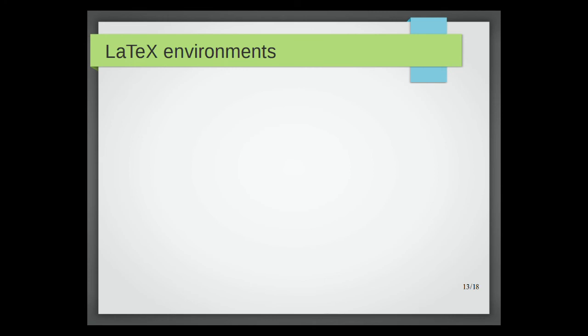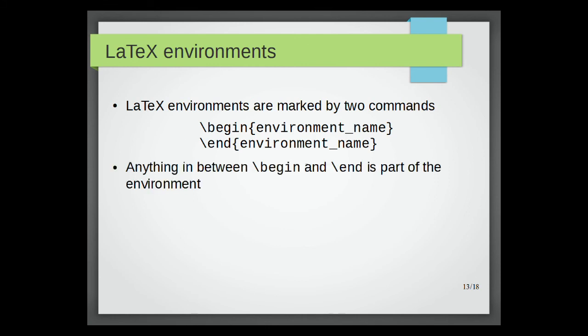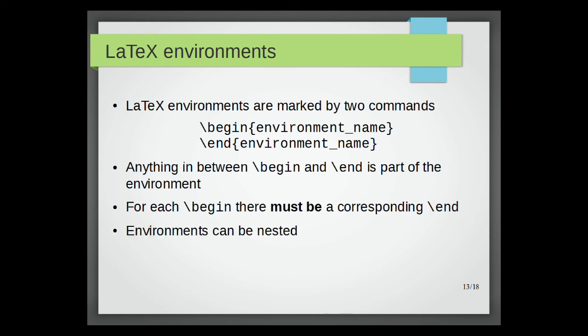Another very important factor in LaTeX is environments. In our small test document, we have already used one of these. In particular, it was the document environment. All LaTeX environments are marked by two commands: \begin and then the environment name as an argument, and \end and the environment name as an argument. Anything in between \begin and \end is part of the environment itself. For every \begin, there must necessarily be a corresponding \end. Also, environments can be nested.